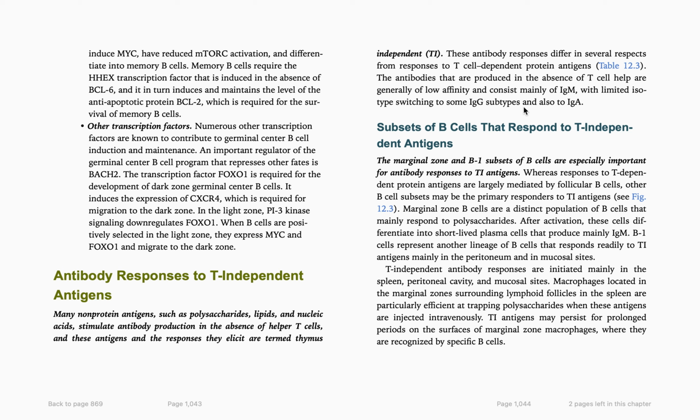In the light zone, PI3 kinase signaling downregulates FOXO1. When B cells are positively selected in the light zone, they express MYC and FOXO1 and migrate to the dark zone. Antibody response to T-independent antigens.